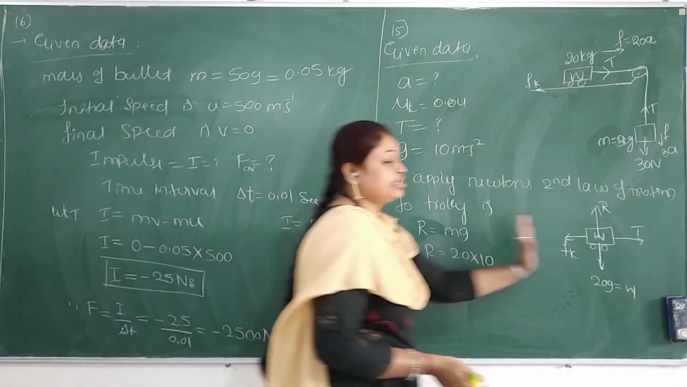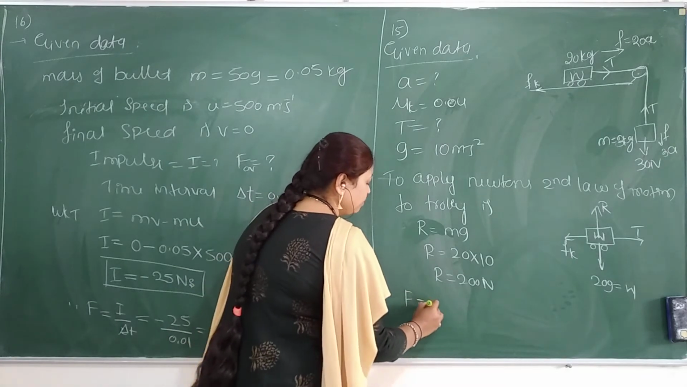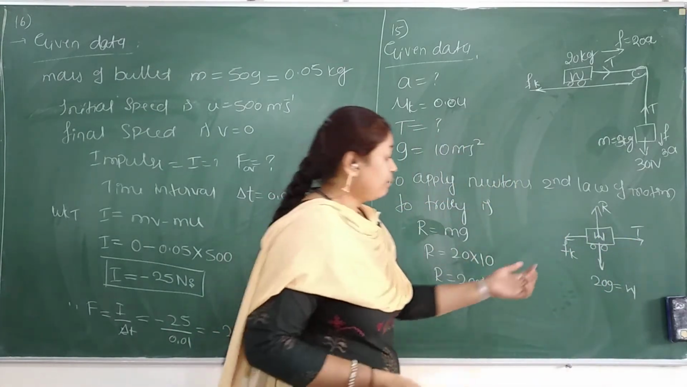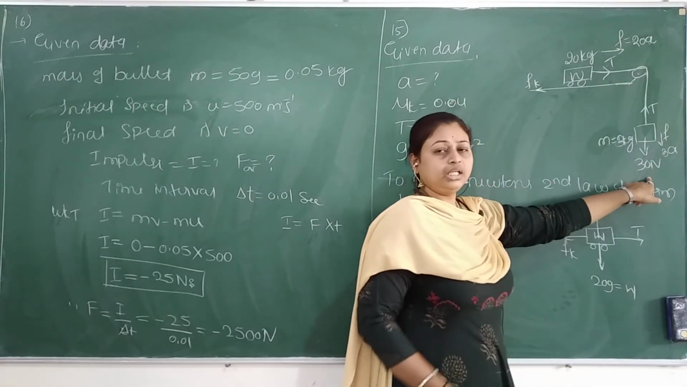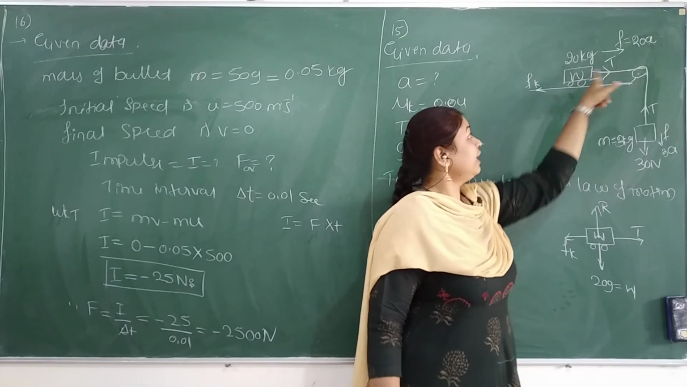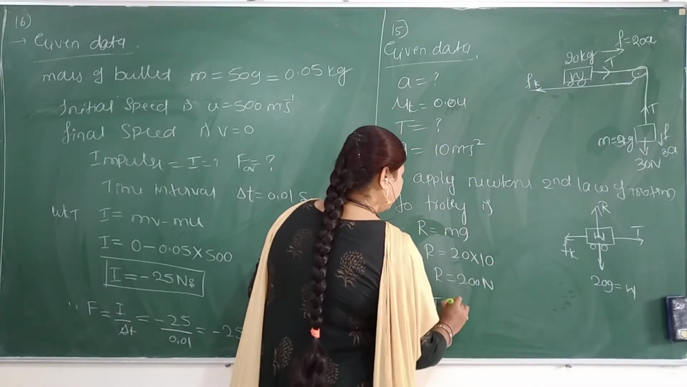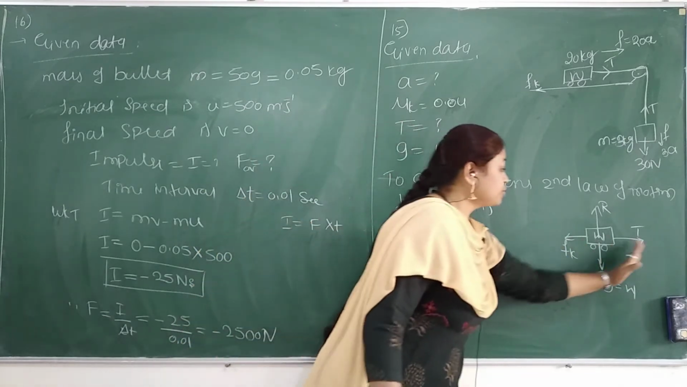Now see the horizontal force. So how is the resultant force F calculated? The tension force along with this 30 Newton is greater than this frictional force. That's why take T minus Fk. I am discussing a horizontal force.